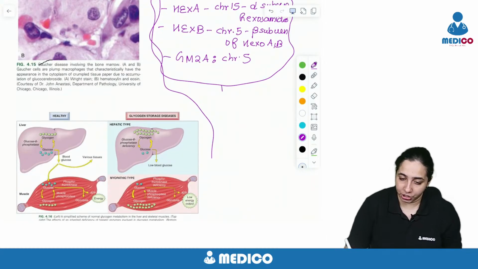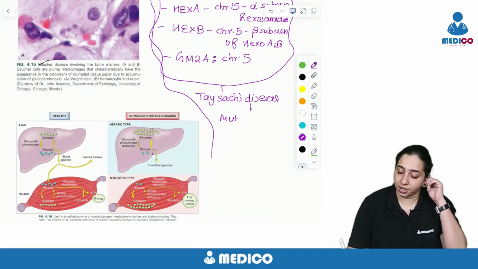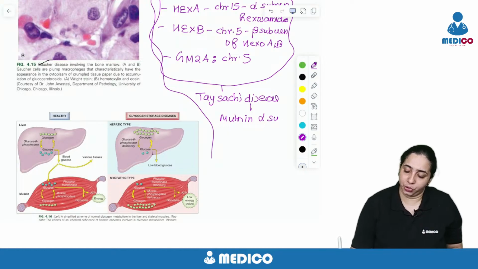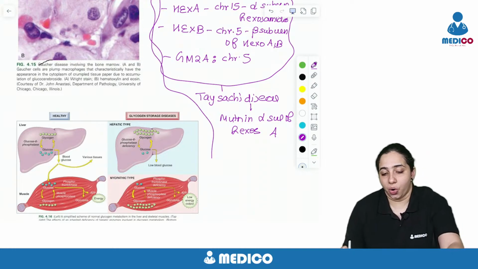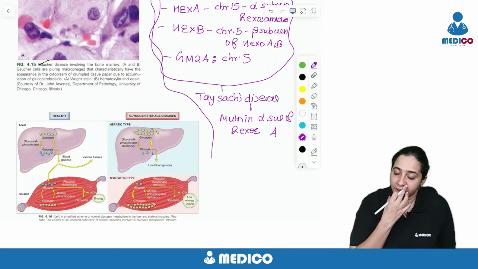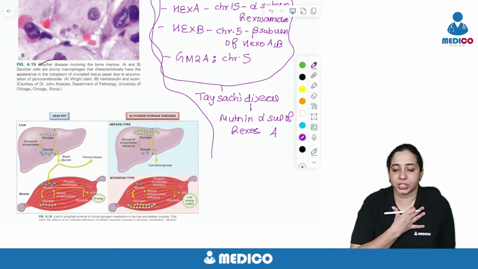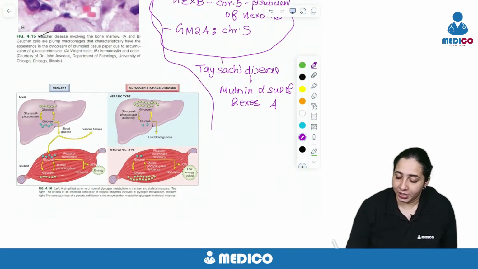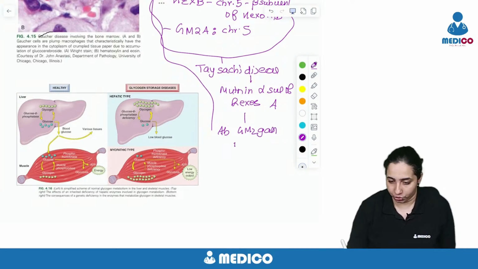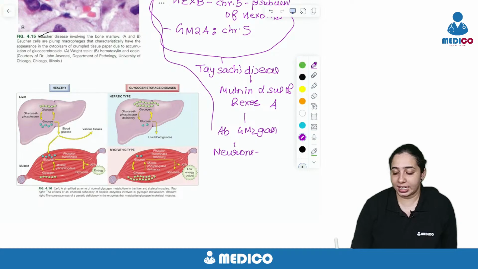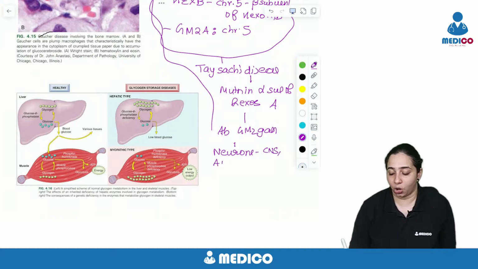Now, coming to Tay-Sachs disease. In Tay-Sachs disease, there is a mutation in the alpha subunit of hexosaminidase A. So you have GM2 ganglioside in almost all tissues, and here the abnormal GM2 ganglioside accumulates in the neurons. These neurons can be in the central nervous system, the autonomic nervous system, and in the retina.